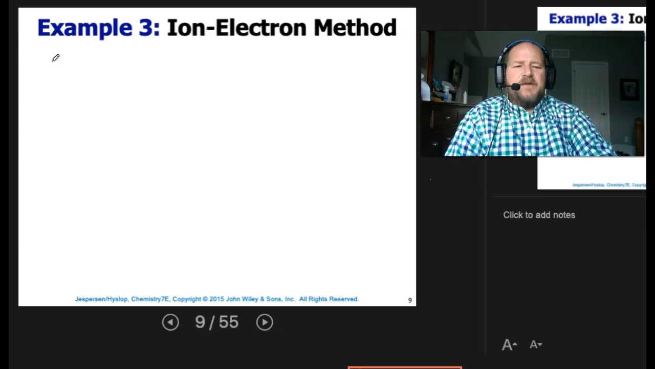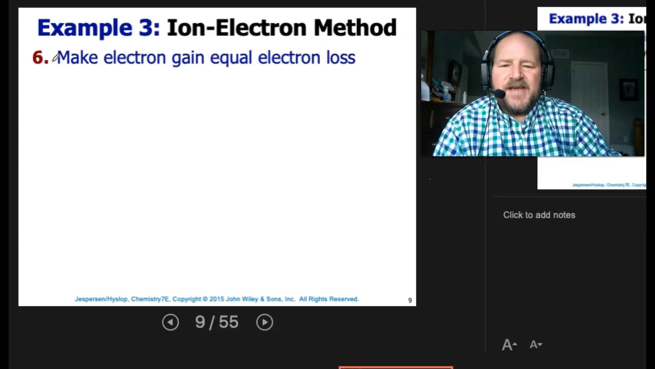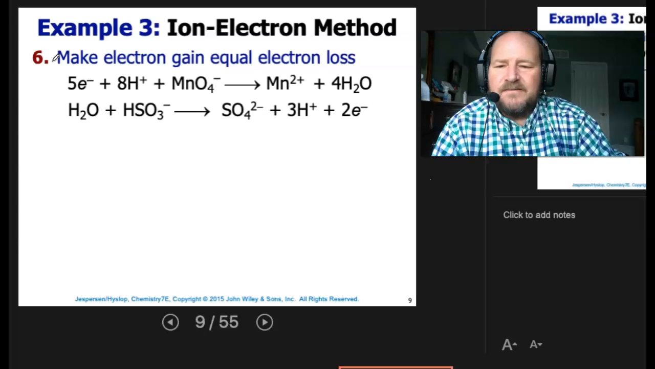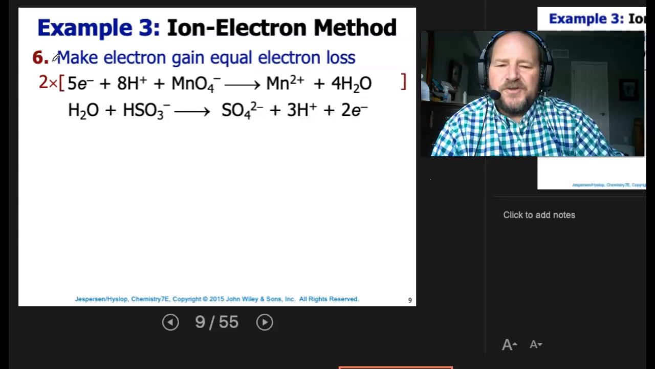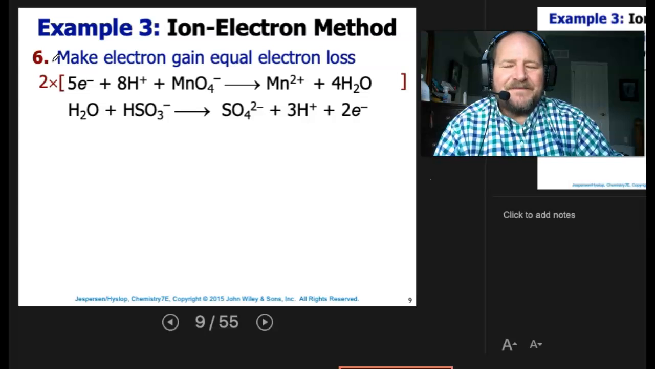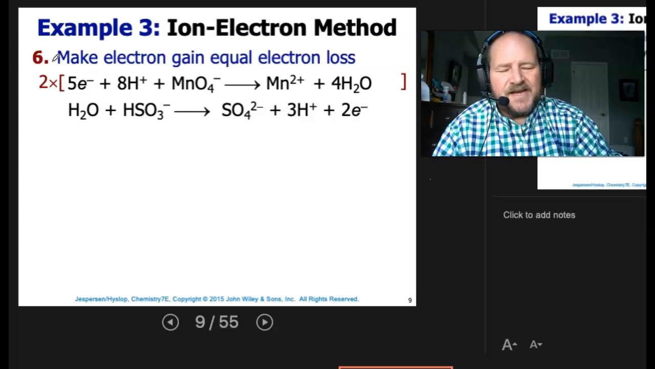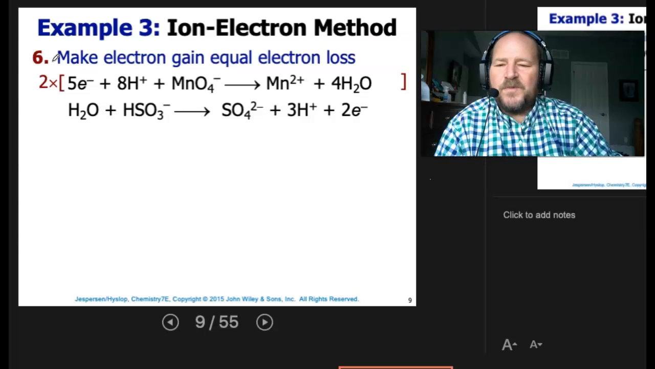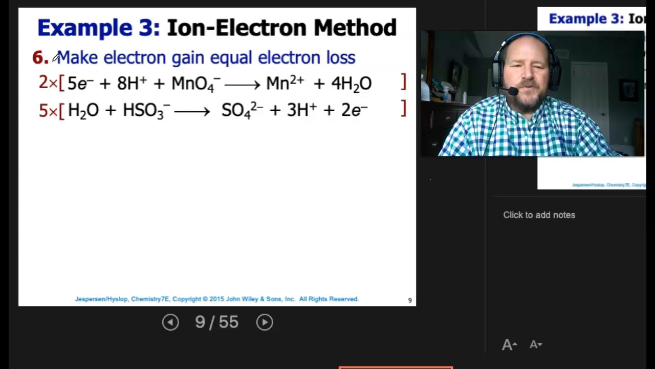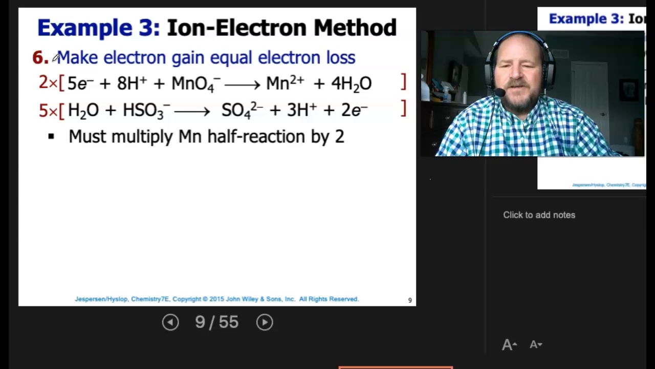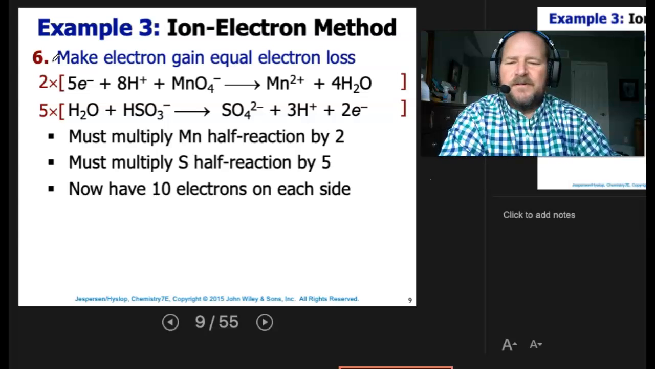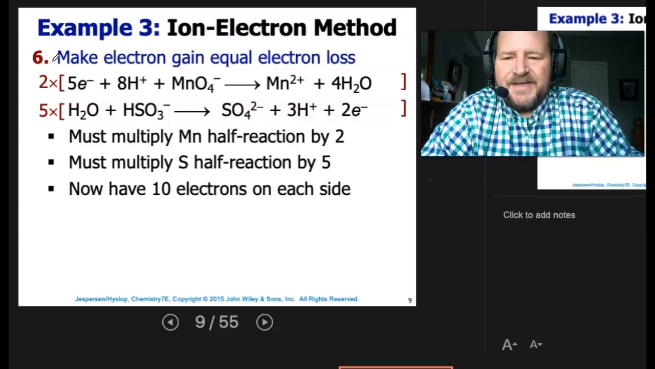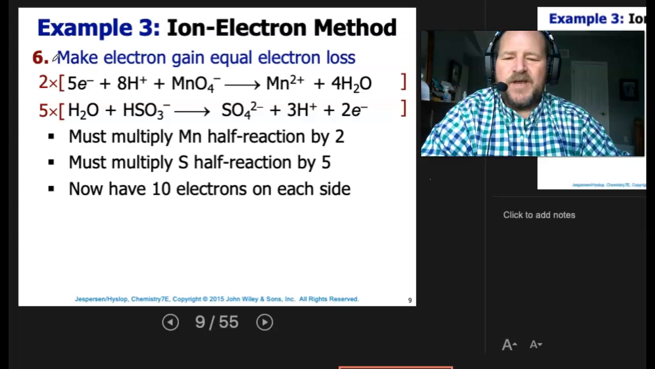All right, now we want to make the electrons the same for the loss and the gain. So here's our 2 half reactions. And in order to make this work, we're going to multiply the first equation by 2, right? Because I need to get 5 electrons and 2 electrons to balance out. So I'm just going to switch them around, multiply the 5 by 2 and multiply the 2 by 5, right? So again, we have to multiply in order to get the half reactions to balance. Now we have 10 electrons on each side, which means the electrons will cancel out.